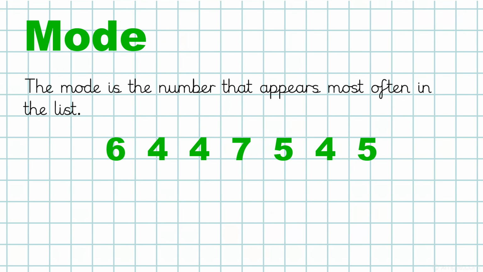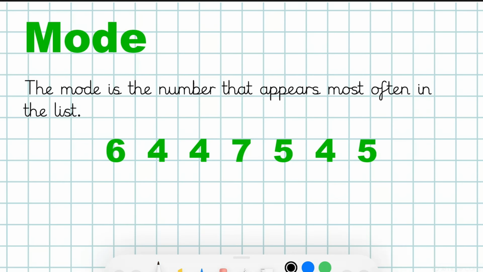Lastly, let's look at the mode. The mode is the number that appears most often in your list of numbers. Now with this one, it's quite simple because we only have 7 numbers, so we can see that 4 comes up the most. But you might need to find the mode of a group of numbers where you've got lots and lots of numbers in your list.